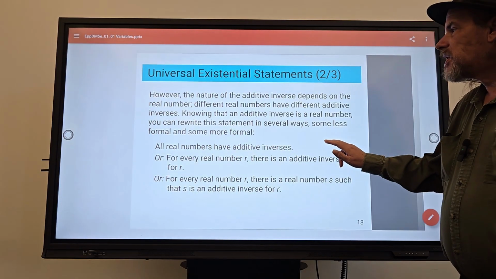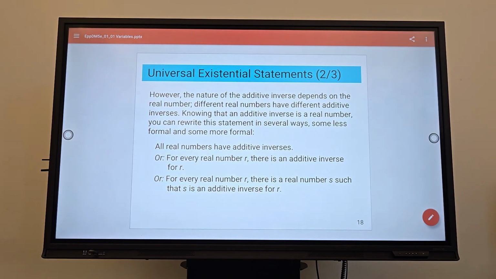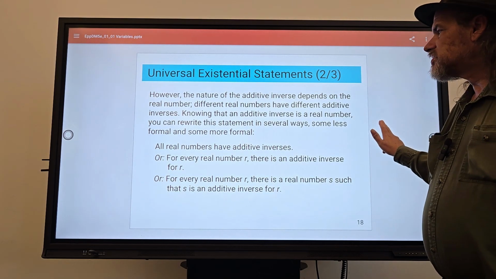So the nature of an additive inverse depends on the real number. Different real numbers have different additive inverses. Knowing that an additive inverse is a real number, you can rewrite the statement in several ways, some less formal and some more formal. All real numbers have additive inverses. For every real number r, there's an additive inverse for r. And for every real number r, there's a real number s such that s is an additive inverse for r. Some examples there.